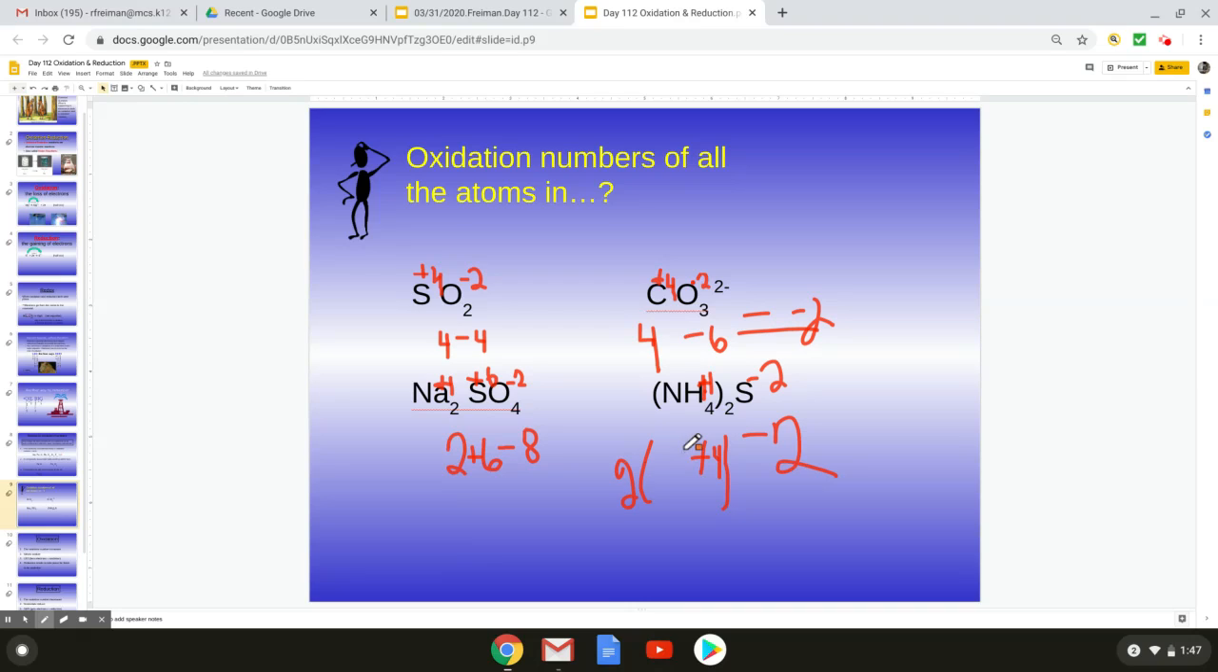So we need this to add up to 2. Nitrogen must be what, plus 4 gives me 1, because we want 1 times 2. So that must be a negative 3. Negative 3 plus 4 is positive 1, times 2 is 2. 2 minus 2 is 0. So nitrogen in this case is negative 3. That's a tough one.